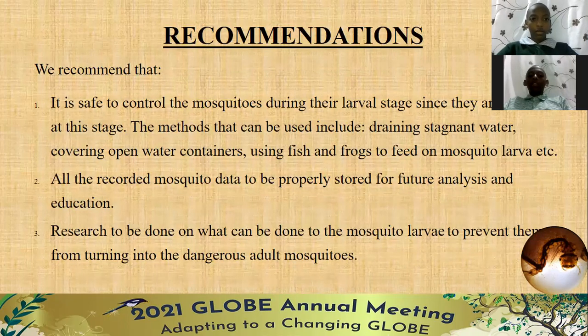Recommendations. We recommend that it is safe to control the mosquito during the larva stage since they are harmless at this stage. The methods that can be used include draining stagnant water, covering open water containers, using fish and frogs to feed on the mosquito larvae, etc.